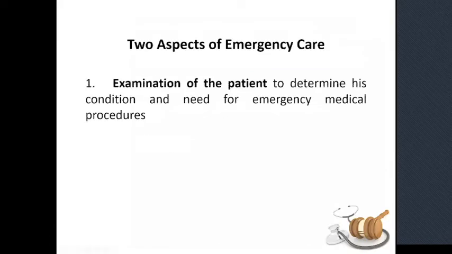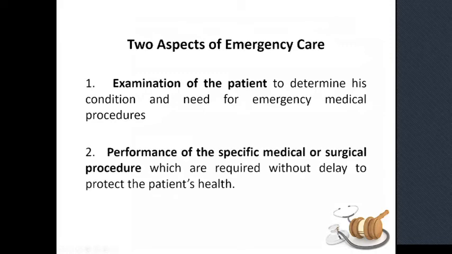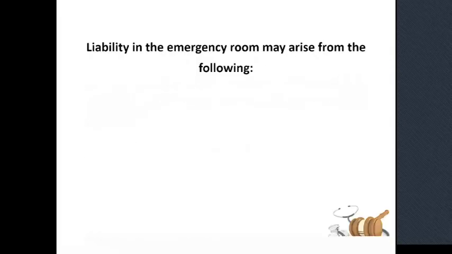So the two aspects of emergency care include, number one, examination of the patient to determine his condition and the need for emergency medical procedures. And number two is performance of the specific medical or surgical procedure, which is required without delay. So this is an emergent condition, without delay, to protect the patient's health. So these are the two aspects of emergency care: examination and performance of specific medical surgical procedure.